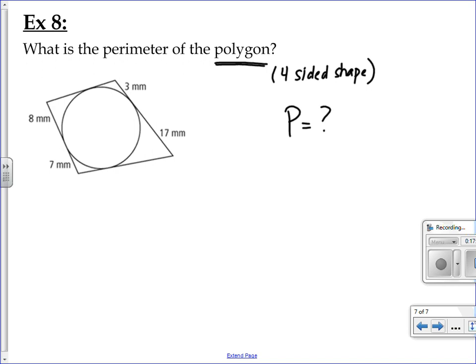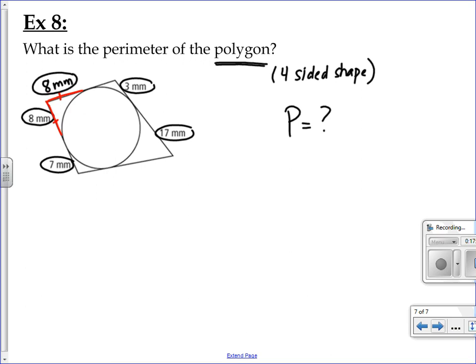Well, I definitely know this right here is 8, this right here is 7, this here is 3, and this here is 17, but I'm missing a lot of other pieces. So let's just focus on one corner of the polygon. I'm going to focus over here at this corner. When I look at that corner, it's actually 2 tangents outside of that circle. So what do we know about the 2 tangents? Well, they're supposed to be equal. So if one side is 8 millimeters, the other one's also 8 millimeters.